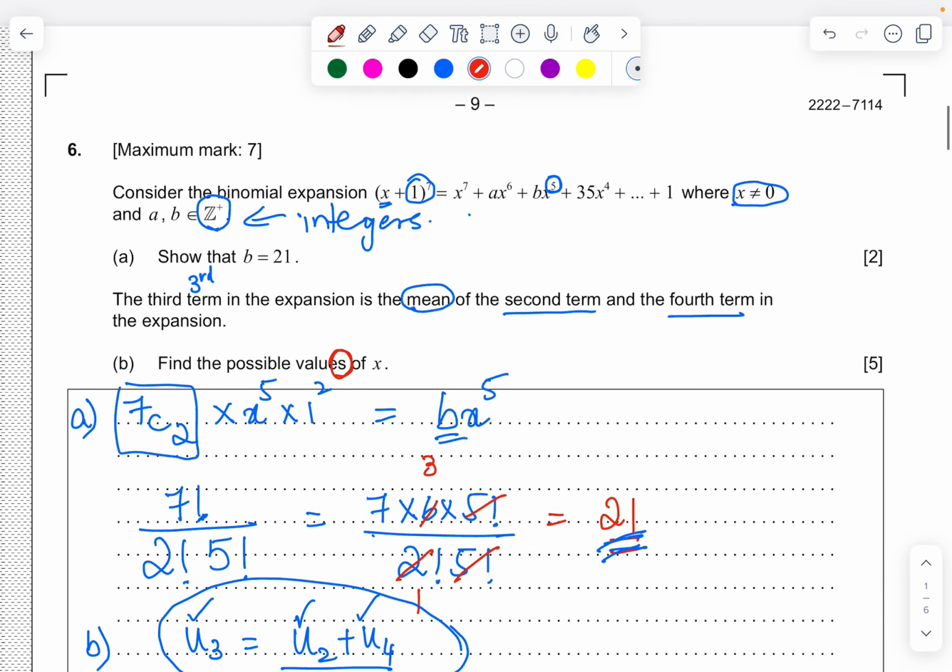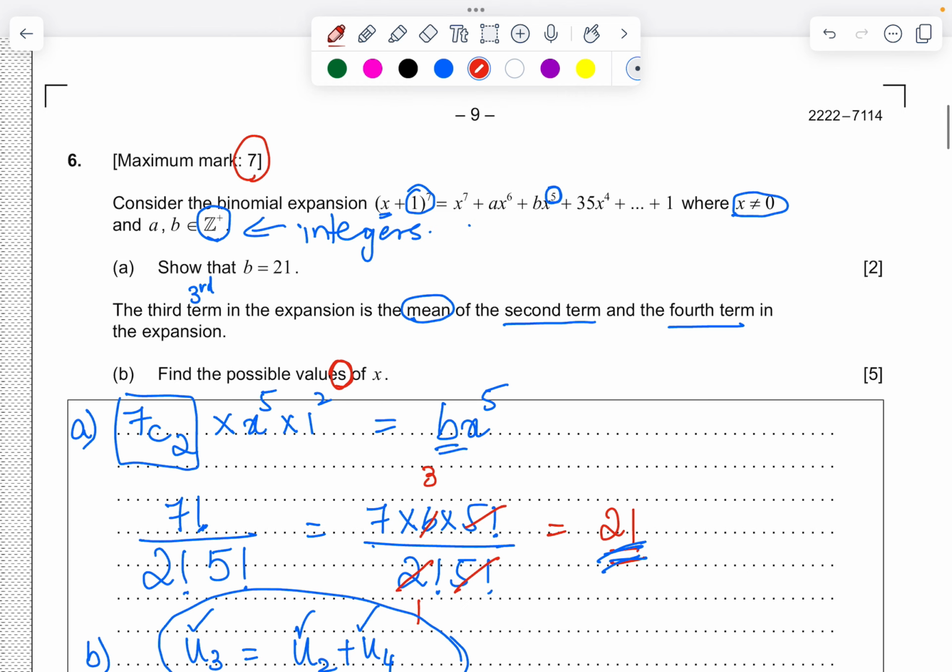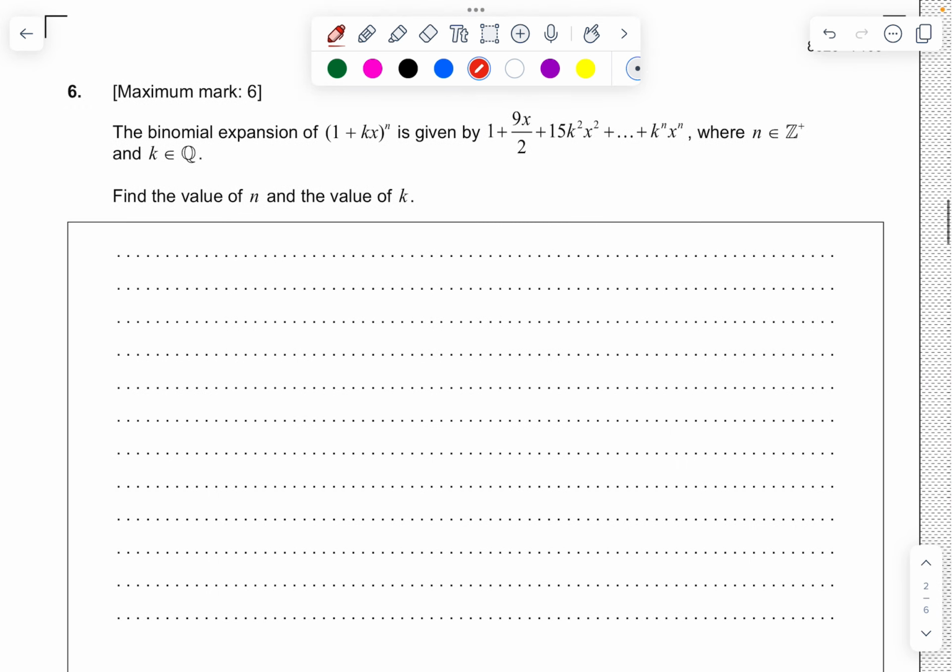How many marks was this question? It was a 7 mark. Wow. Right. So let's go to the next question.